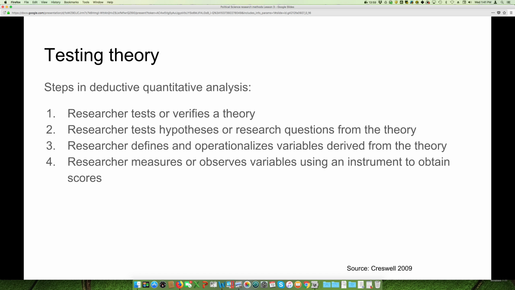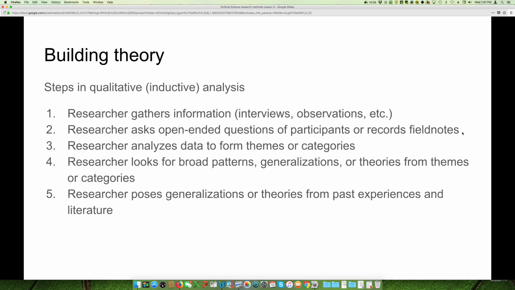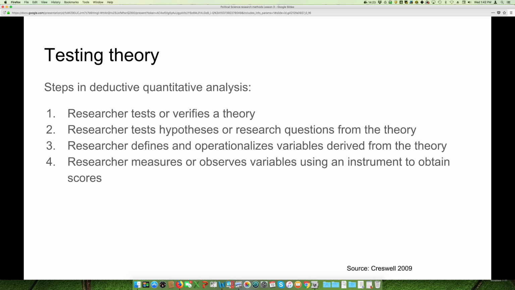I think, and then I have a couple of slides here that are really about steps in deductive quantitative analysis and qualitative inductive analysis. These are general points in terms of whether you go from gathering interviews to posing generalizations or theories, or you go from having a theory that you want to test or verify and then develop your questions from that theory. And I hope that's useful.